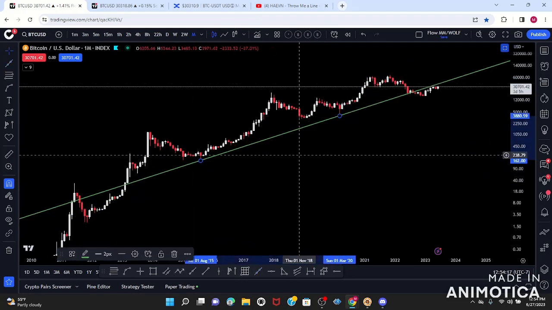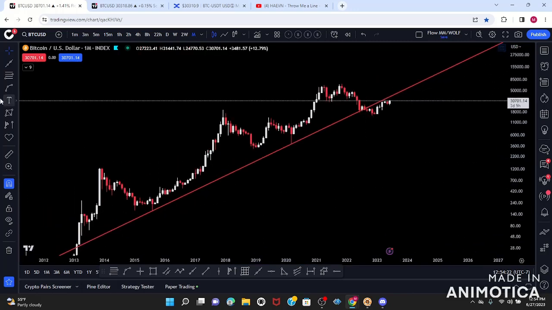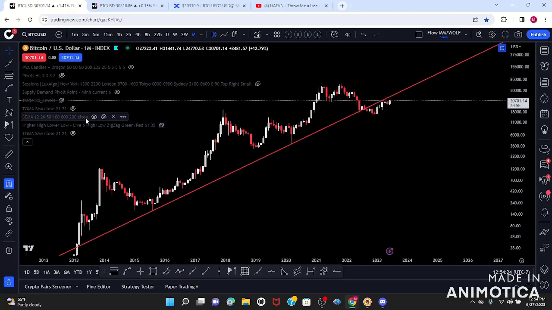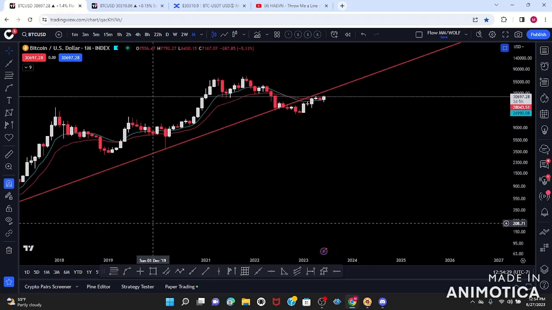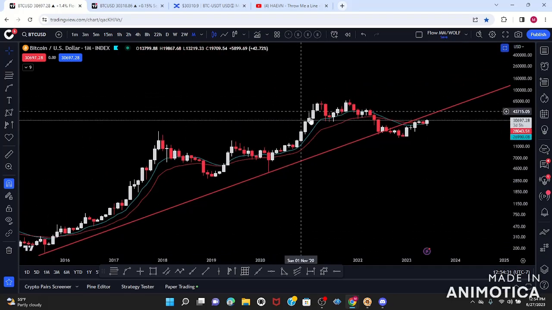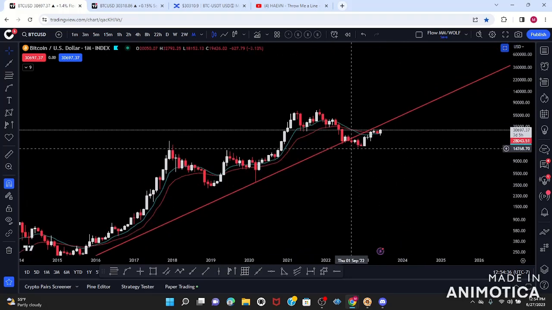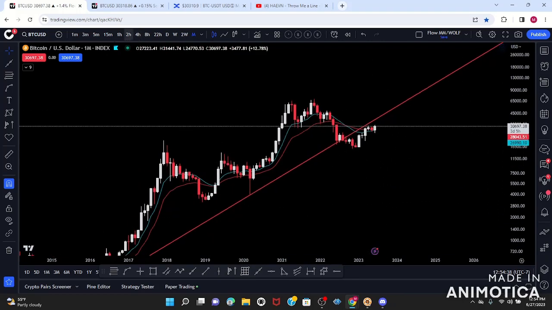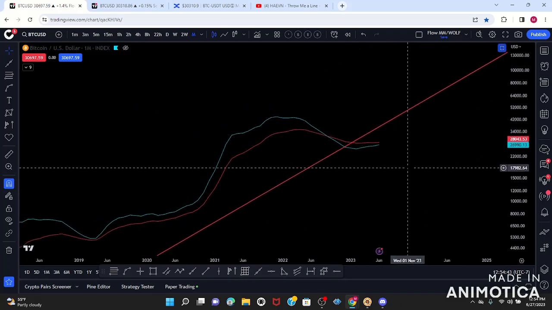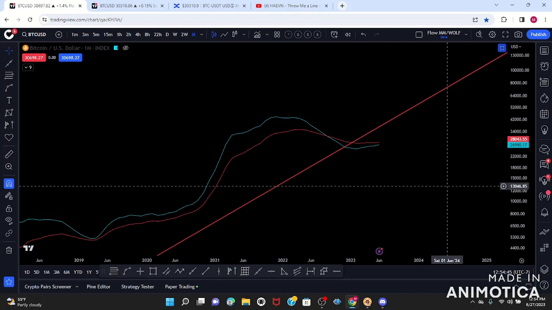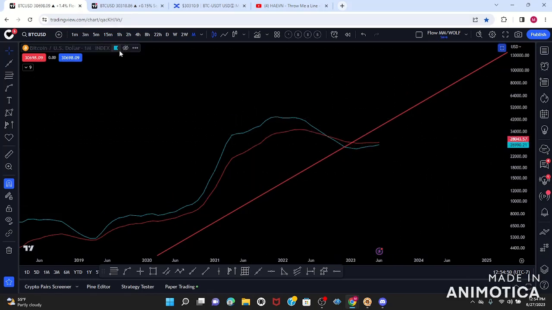One touch, two touch. My monthly is red, as I do use the chakra colors. I'm going to turn on the 12 and 26 EMAs. Just a quick observation here: we had price action above the 12 and 26, making it a bullish trend. We crossed the trend line, breaking down. Now we're retesting. If you turn off the wicks, you can see that technically we are in a bearish trend because the 12 and 26 EMAs are flipped bearish on the monthly.